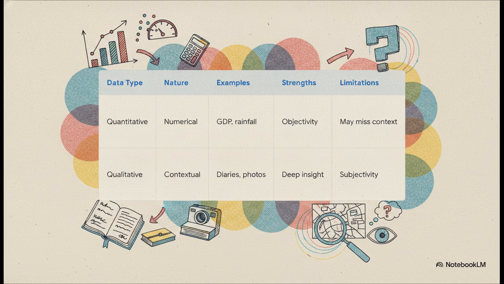Qualitative data, on the other hand, relies on instruments like diaries and photo essays to offer immense cultural depth and personal context. Yet, its inherent limitation is its subjectivity. You just cannot easily generalize one person's profound experience to predict the behavior of an entire global population.